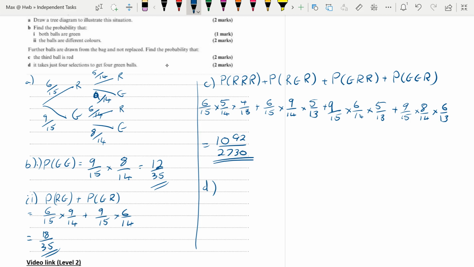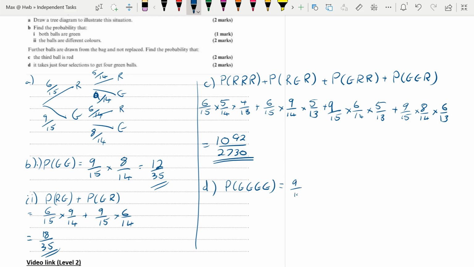Okay, and then I also want to find the probability that it takes just 4 selections to get 4 green balls. Okay, so there's only one way of that happening, and that's me getting 4 greens. Okay, any other way, in 4 selections, I don't get 4 greens. So the only option I have is a green, a green, a green, and a green. Okay, anything else, 4 selections, I'd have 1 red, which isn't going to give me 4 greens overall. Okay, so I'm simply going to go for that.